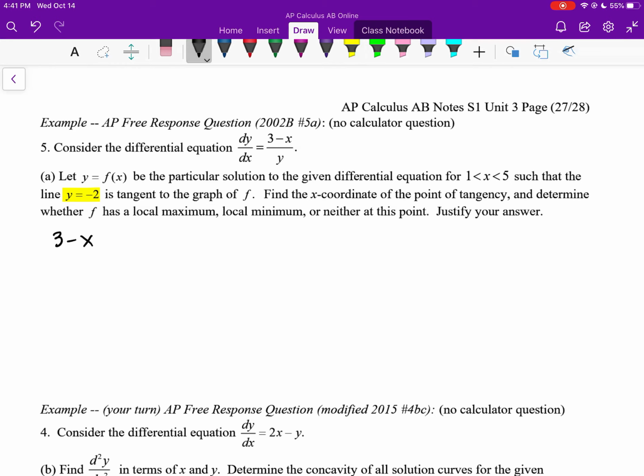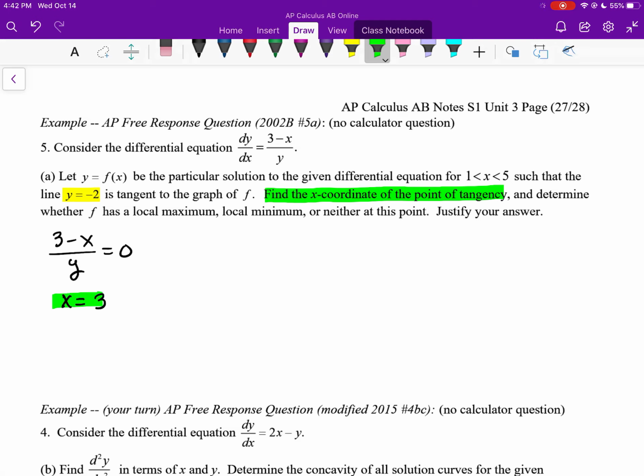And so we know that 3 minus x divided by y, that must equal 0. That line over there was horizontal, meaning the slope over there was 0. This particular equation is pretty easy to solve, and if we solve this, we're going to get x is equal to 3. And so the first part is they want us to find the x-coordinate at the point of tangency. Well, that x-coordinate must be 3.